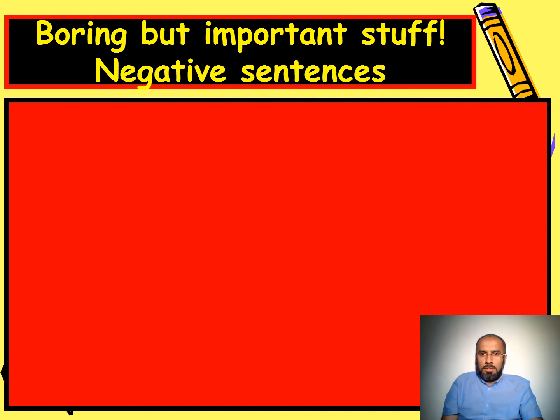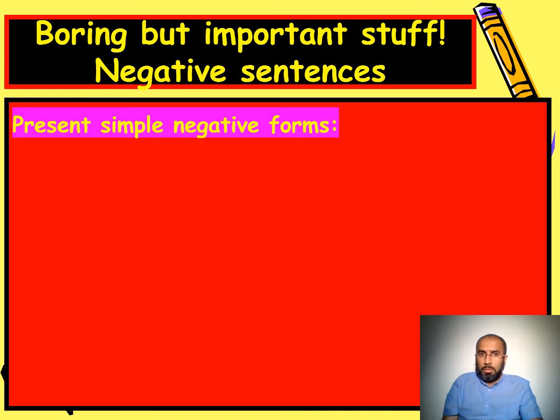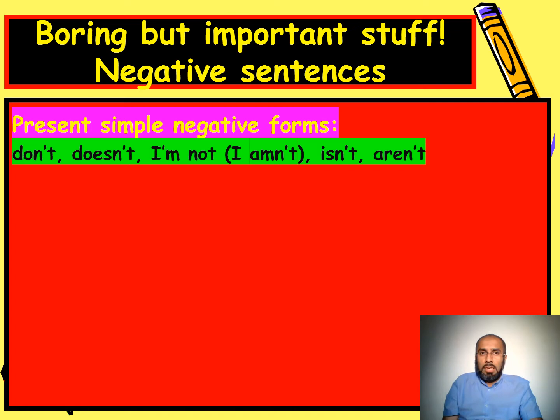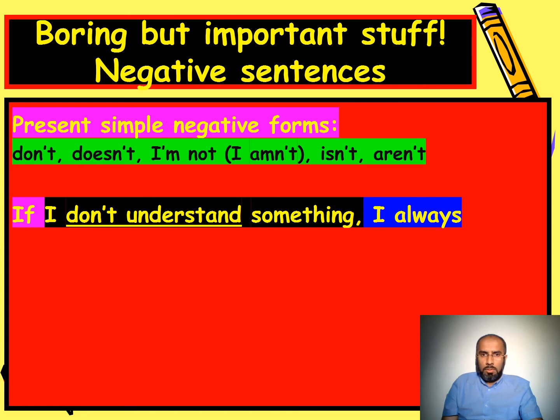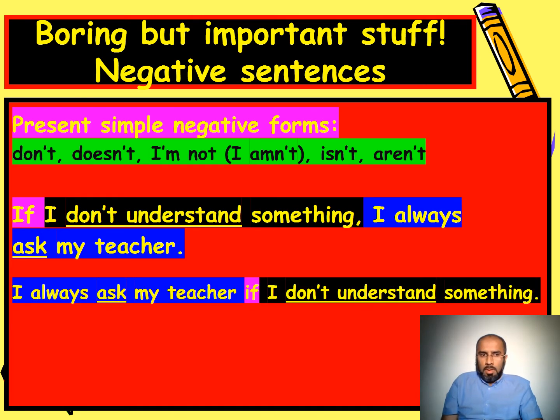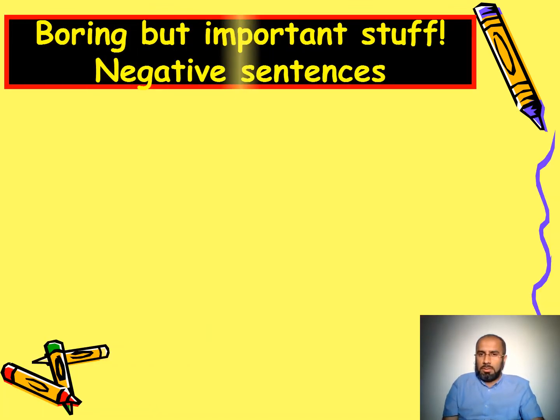Okay, how do we make negative sentences? So because we're using present simple, so we'll be using the negative forms of present simple. For example, don't, doesn't, I'm not, isn't, or aren't. Let's have a look at one of the questions. So if I don't understand something, I always ask my teacher. So we've got negative of present simple, don't understand. Okay, or you can swap the clauses. I always ask my teacher if I don't understand something.